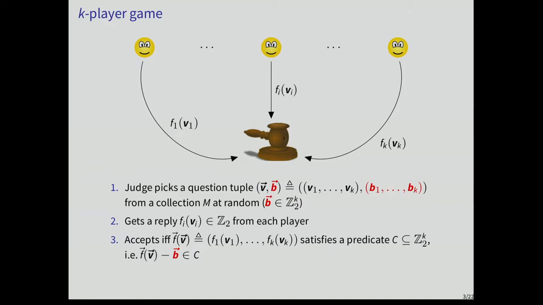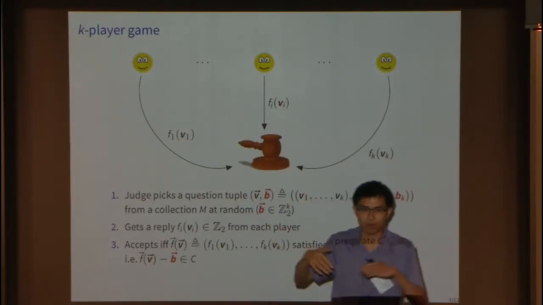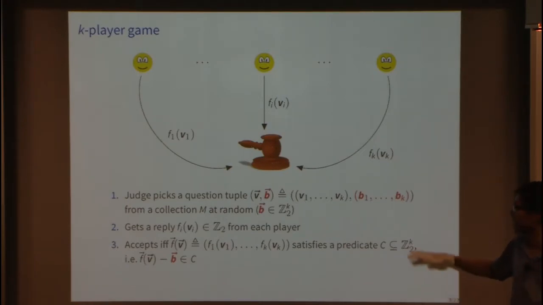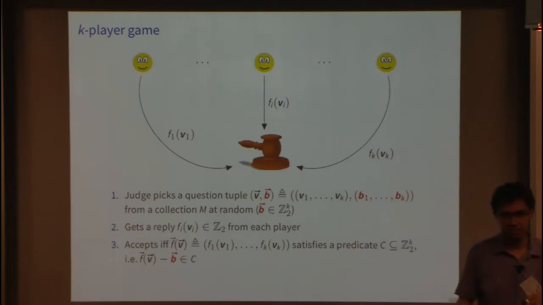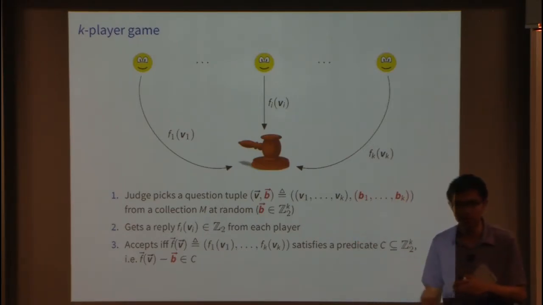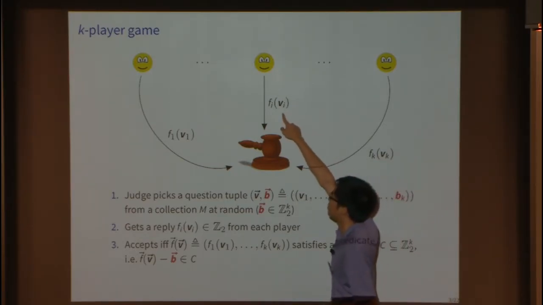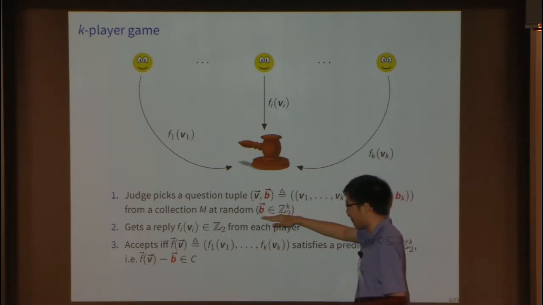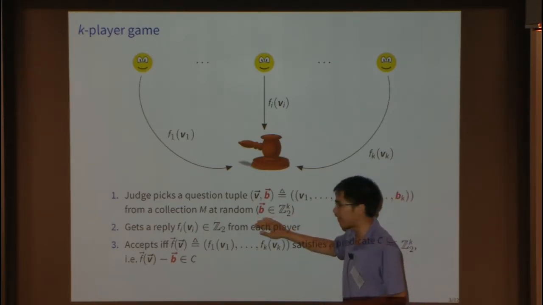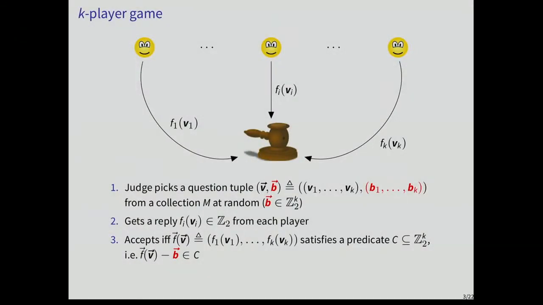Yes, actually, that's a very good question. All k players know f sub i, so they can come up with the strategy beforehand. They know that they are going to play this game. They know this set M of questions that the judge will choose from. But they just don't know the random choice of the questions when the game is actually played. What are the questions to other players? That they don't know. Other things are public.